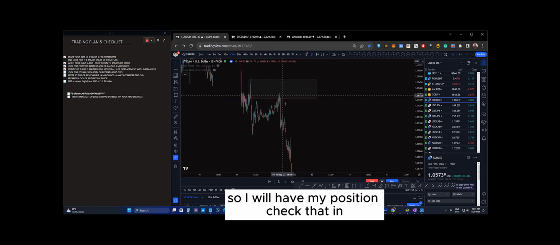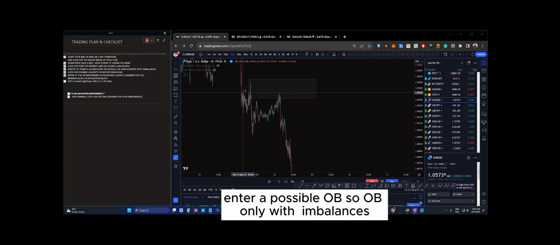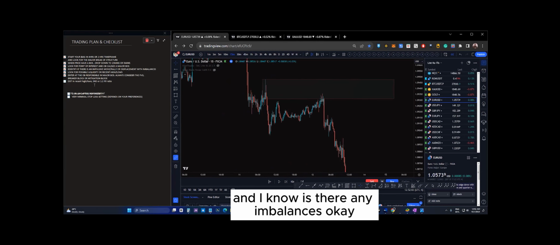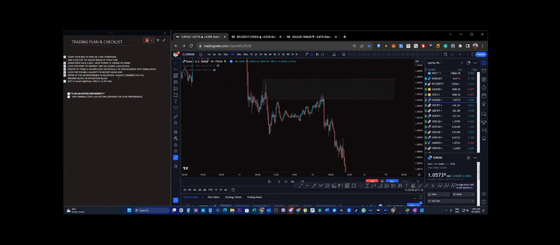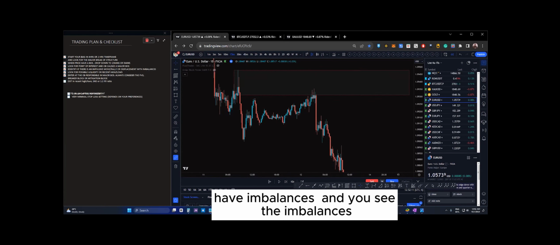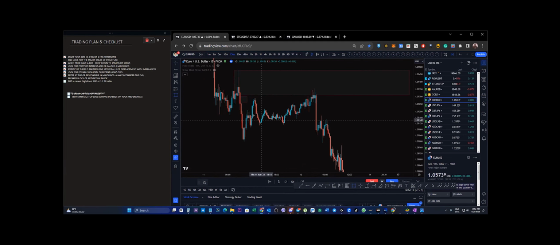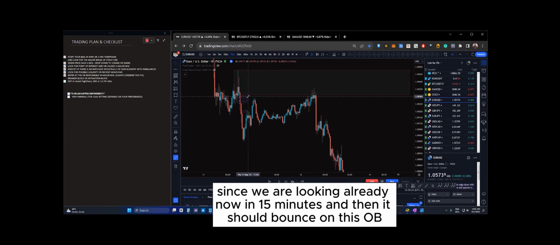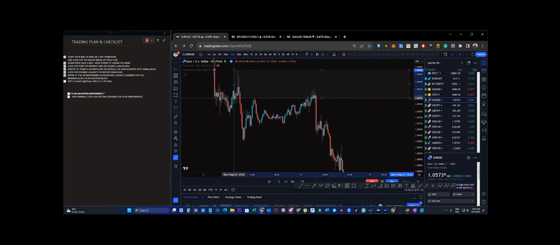So, I will have my position. Check natin. Enter a possible OB. Sa OB ka lang na may imbalances. Ang tanong, is there any imbalances? Okay? Kasi importante yun, yung imbalances. Yes, may imbalances siya. Ayan. Liquidity void. Ito, may maliit. Sa 15 minutes. We are talking about 15 minutes since we are looking already now in 15 minutes. And then, kailangan niyang tatama sa OB na yan. Ang OB natin, yung candle na to.